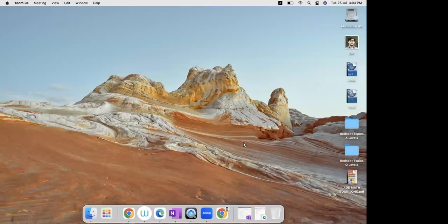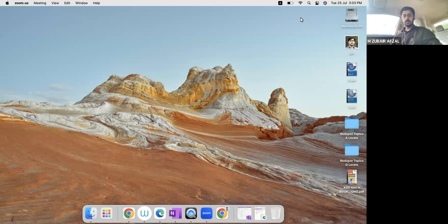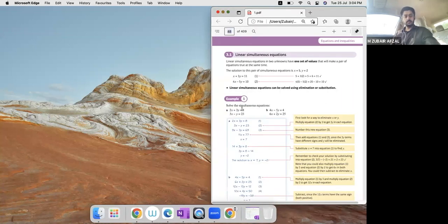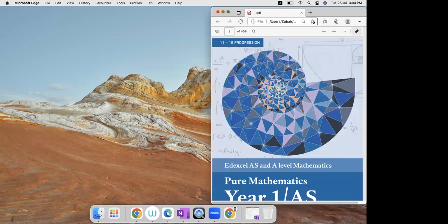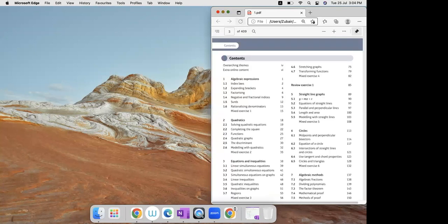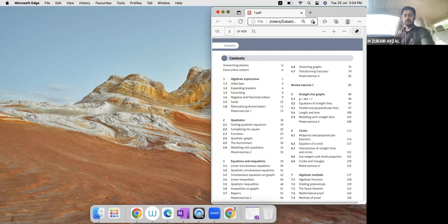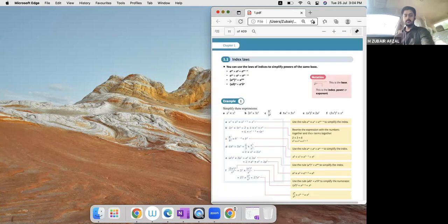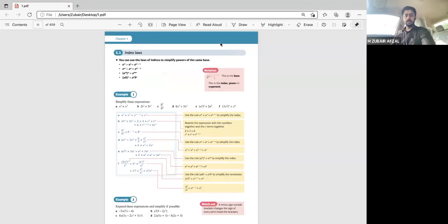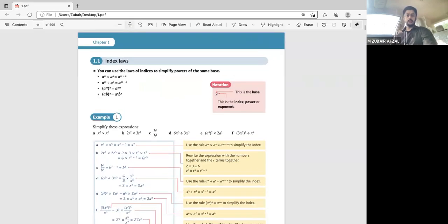Chapter 2 was quadratics, and chapter 1 was indices: algebraic expressions, indices, laws, expanding brackets. This is something you've already covered in IGCSE O levels.